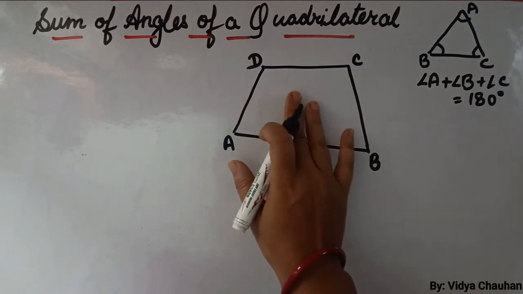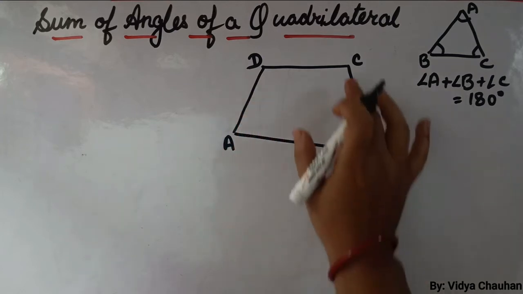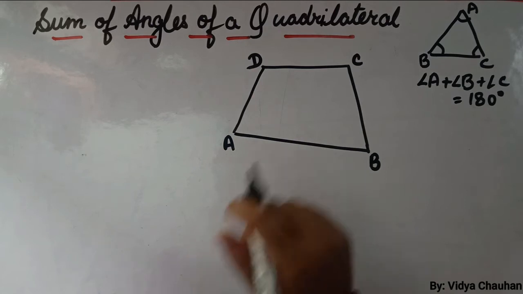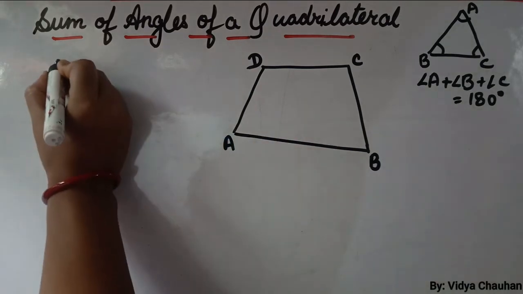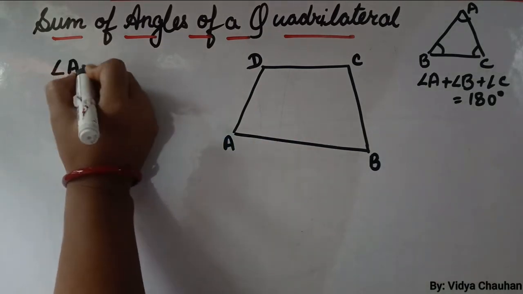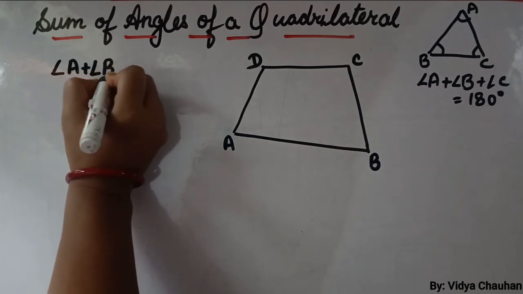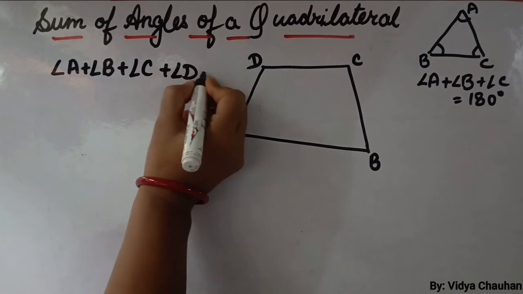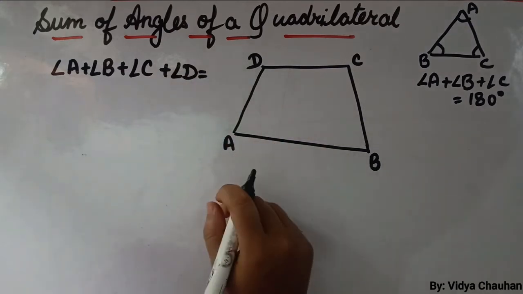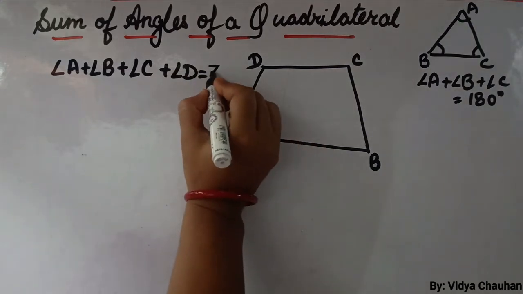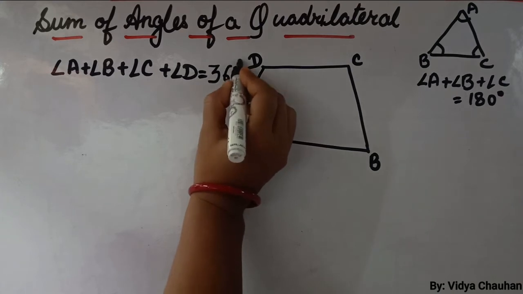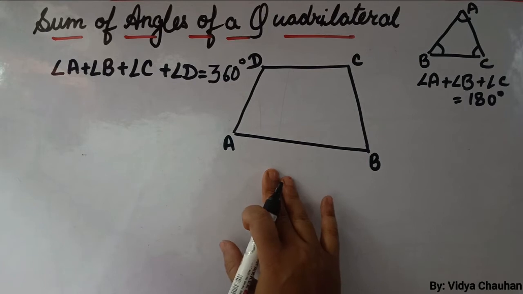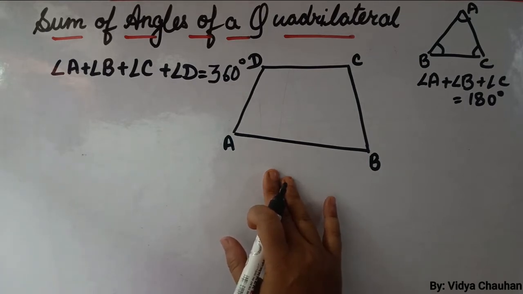Now if we want to find the sum of these four angles, let us see what the property says. The property says that the sum of the four angles, as you can see, there are four angles, so the sum of the four angles of a quadrilateral is always equal to 360 degrees. This is our property. Now you must be thinking how it is 360 degrees.